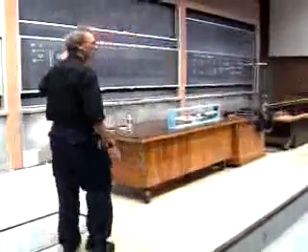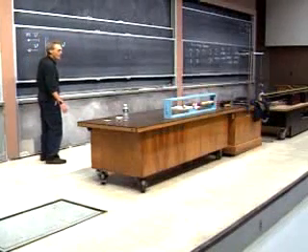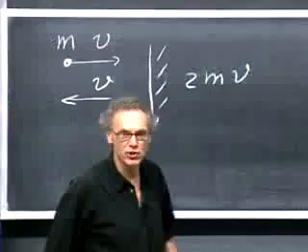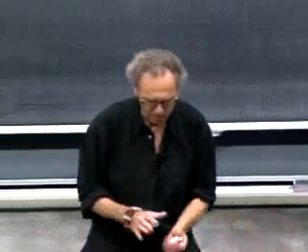That the wall has momentum 2mv, it's non-negotiable. It must have momentum, and yet it has no kinetic energy. How is that possible? Think about it, and if you can't solve it, call me at 3 a.m. and I'll tell you the solution.